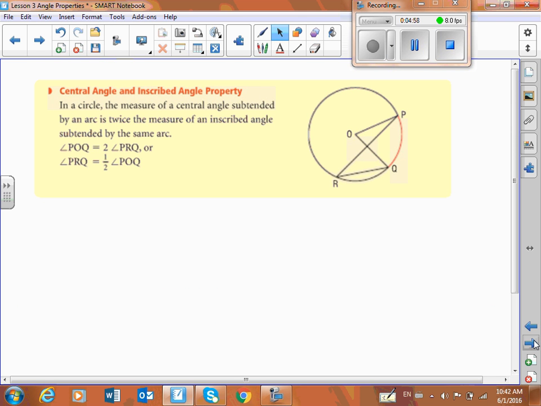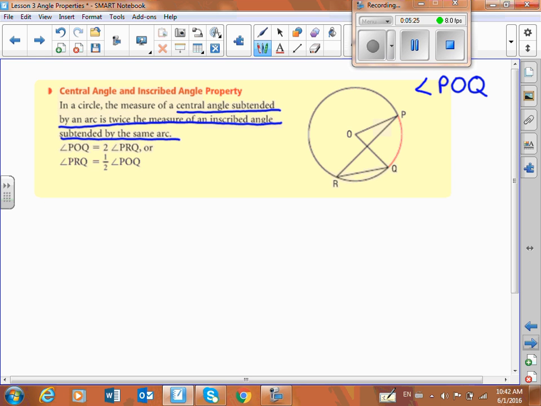So, first property, central angle and inscribed angle property. In a circle, the measure of a central angle subtended by an arc is twice the measure of the inscribed angle subtended by the same arc. I think that's pretty fancy language, so we're going to look at the diagram and make it a little bit plain. First of all, I want you to find the central angle POQ. So I put my pen on P, I go to O, and then I come to Q. That's the central angle POQ.